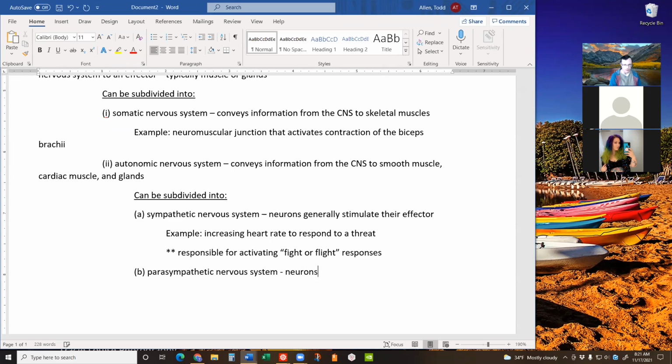So neurons generally calm their effector. The example would be neurons of the parasympathetic nervous system communicating with your heart to slow the heart rate down when you lay down at night to fall asleep, right? You're tired, you're exhausted, it's been a long day, you go to bed, you lay down, and the neurons of the parasympathetic nervous system are going to cause your heart rate to lower, to drop as you relax, so that you can slip away into sleep and rejuvenate yourself, okay?